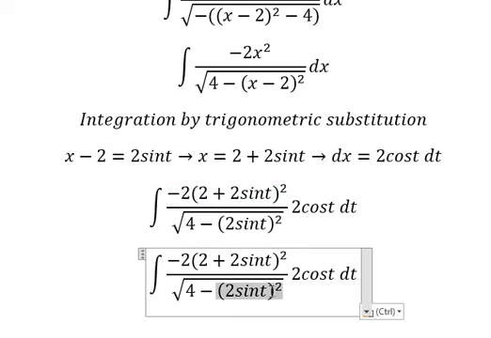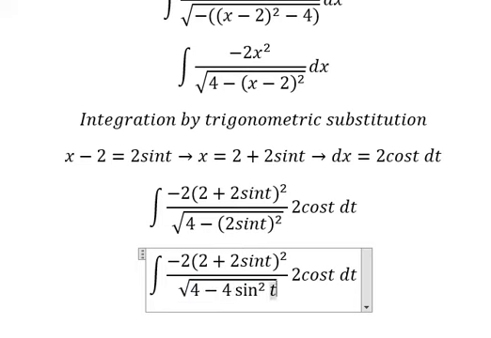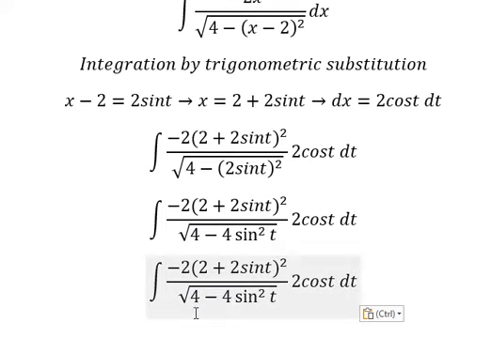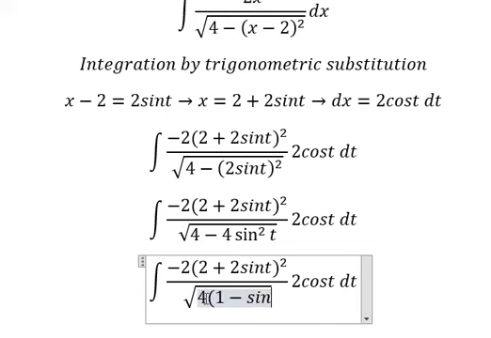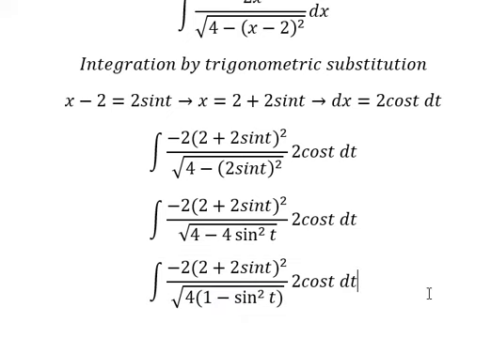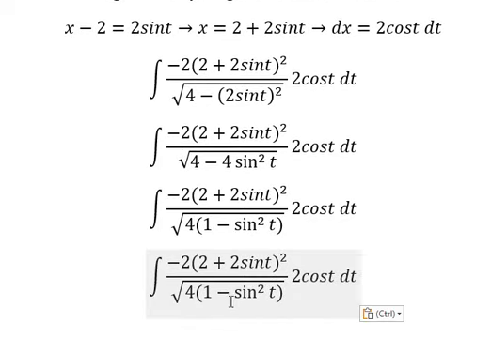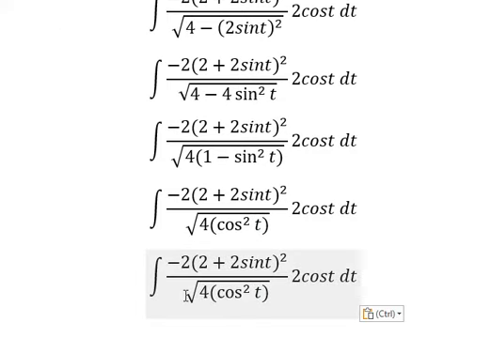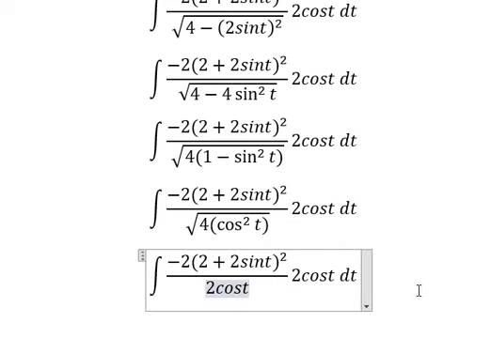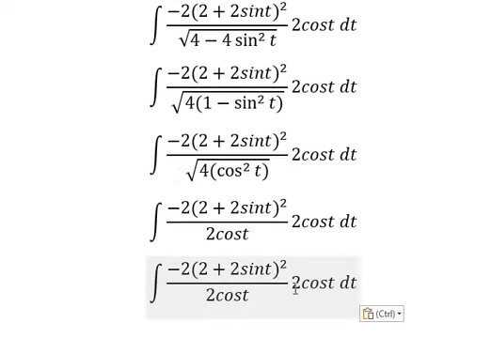So we have 4 sine t square. Number 4, we can do about factorization. Next, 1 minus sine t square, we change by cosine t square. The square root of number 4 cosine t square, we have 2 cosine t, and later that we simplify 2 cosine t on numerator and denominator.